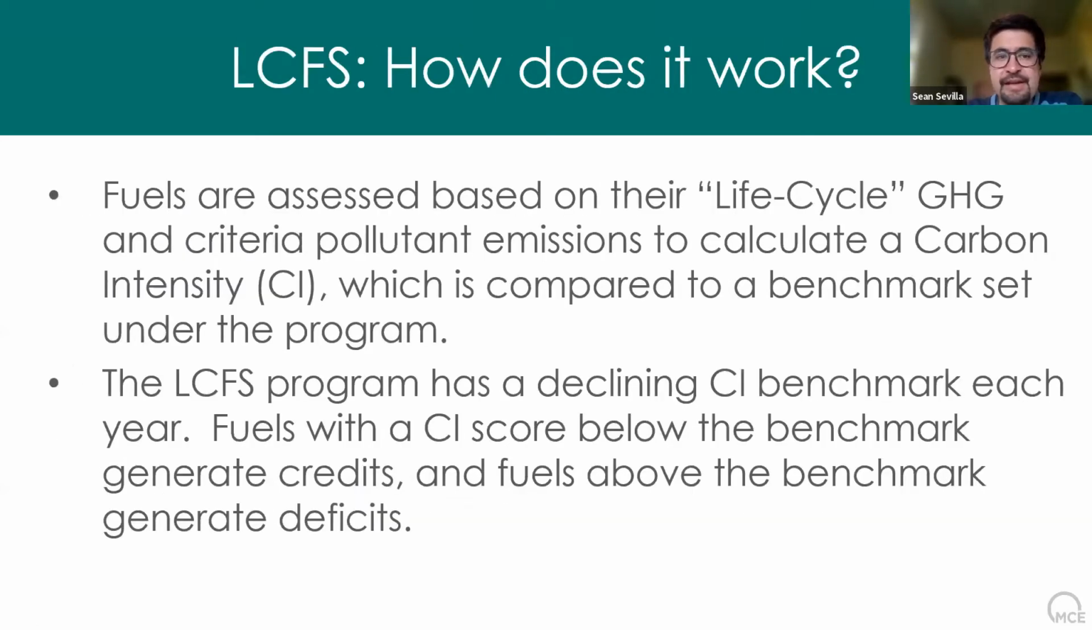So how does this work? Fuels are assessed based on their life cycle greenhouse gas emissions and other criteria of pollutant emissions to calculate a carbon intensity. This is then compared against the benchmark that is set under the program, and the benchmark declines each year of the program. If your fuel has a carbon intensity score that is below the benchmark, you will generate credits. And if you are above the benchmark, you will need to purchase credits.